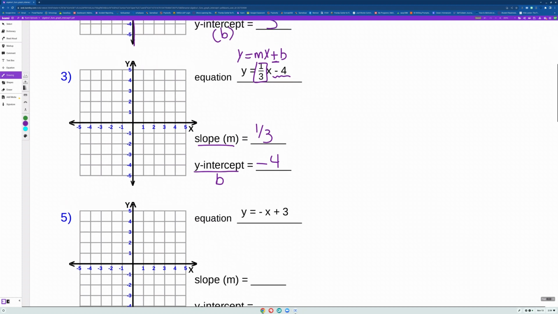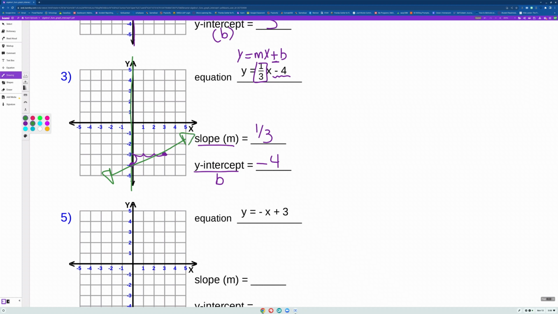So because my y-intercept is negative 4, remembering that y is the points moving up and down, if my y-intercept is negative 4, then I'm going to plot at negative 4. Next, my slope is 1/3, rise over run, 1/3. So I'm rising up 1 and then moving over 3. Up 1, 1, 2, 3. There's my second point. And then you've got yourself a line.